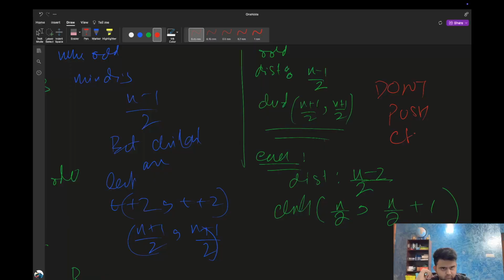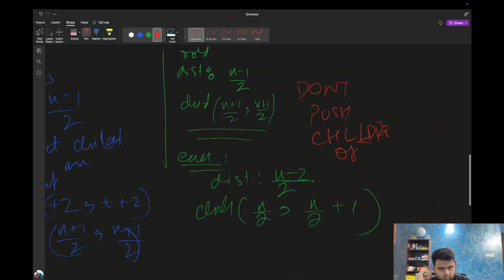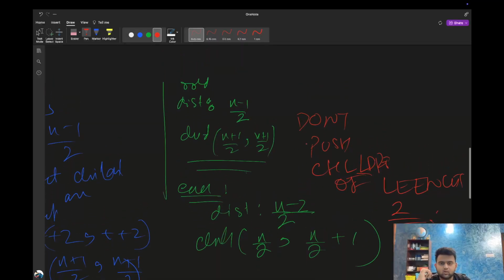Push children of length 2. Cool. So I keep doing that and then just check.